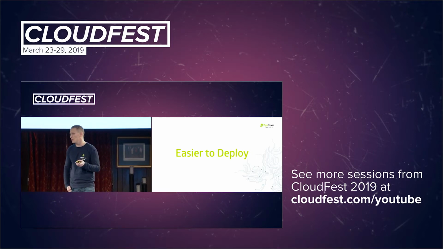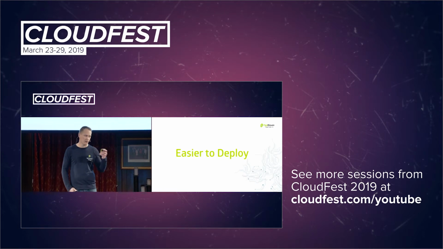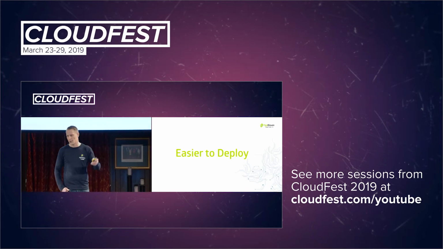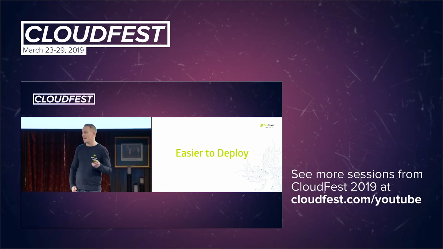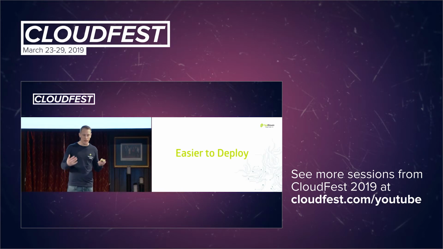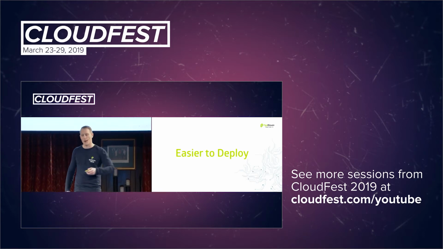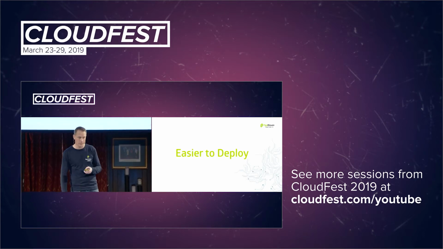Easier to deploy. You've got your continuous deployment tools. Just to name a few of them: GitLab, Jenkins, Skaffold, Knative from Google. There's loads of them around, and they make it extremely simple to actually shift your applications and to deploy your applications into Kubernetes.